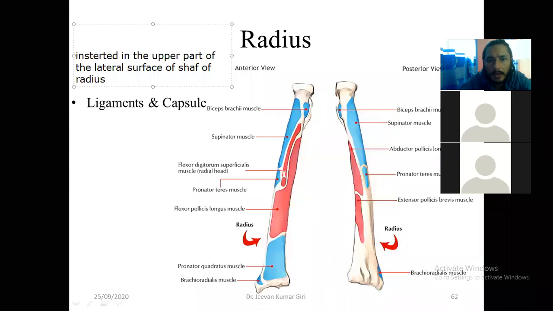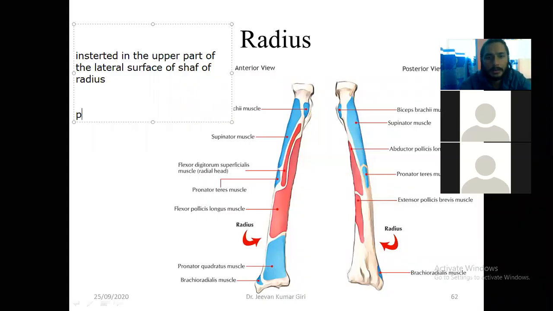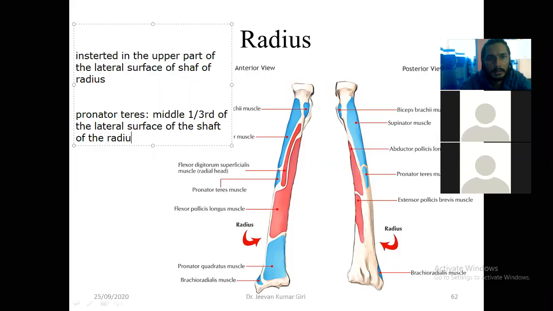Now you will find one more muscle, that is the pronator teres. Now see this pronator teres, it is inserted along the lateral surface only, but the middle one-third of the lateral surface of the shaft of the radius. That is the complete answer. So pronator teres: middle one-third of the lateral surface of the shaft of the radius. Just you have to remember this thing, okay?